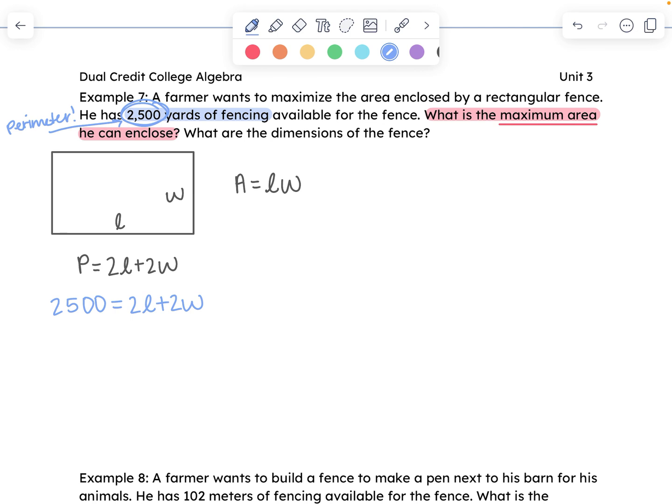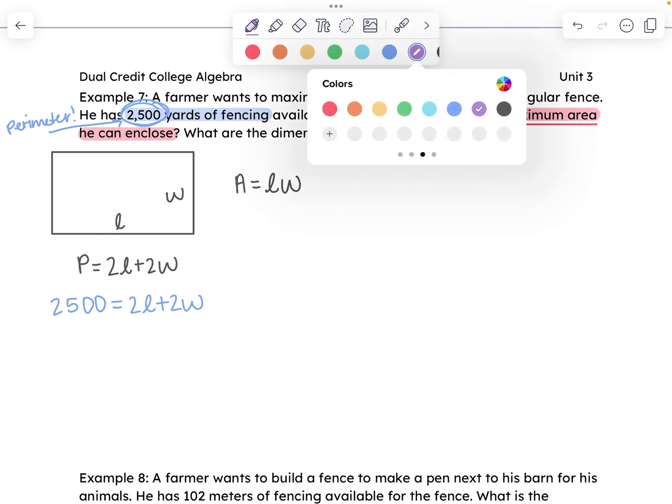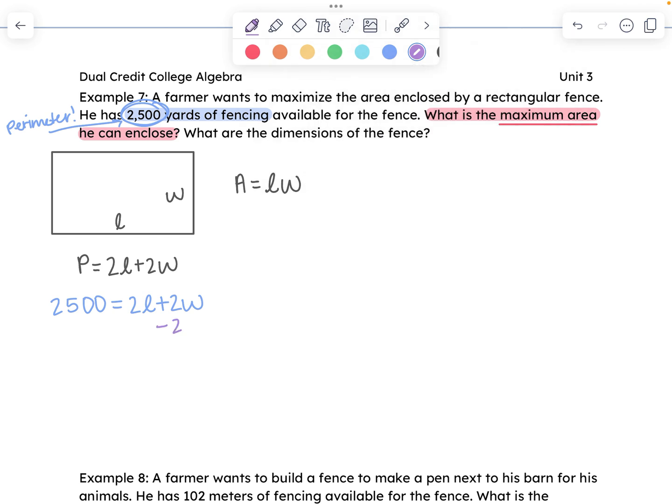And I want to take this equation and see how I can maybe substitute it into my area equation. So I'm going to solve it for L. I am going to start by subtracting 2W from both sides. So 2,500 minus 2W is equal to 2L. And then I can divide everything by 2. So now I get 1,250 minus W is equal to L.